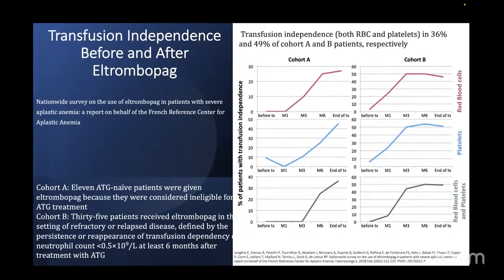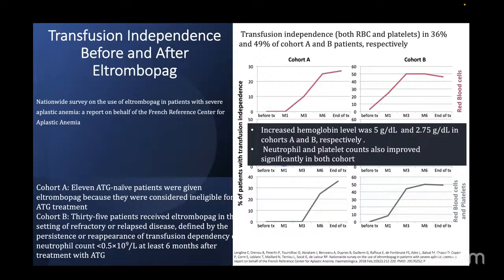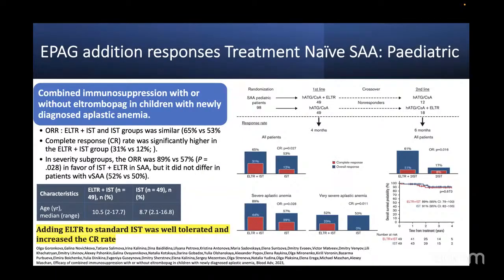And we can see that transfusion independence was obtained in almost 56 and 49% of these patients, which is a very good number. An increased hemoglobin level was seen in both the cohorts, and not only hemoglobin, the neutrophil and platelet counts also improved significantly.